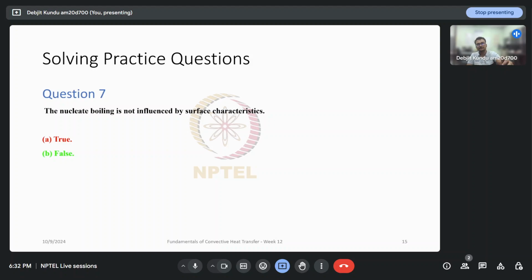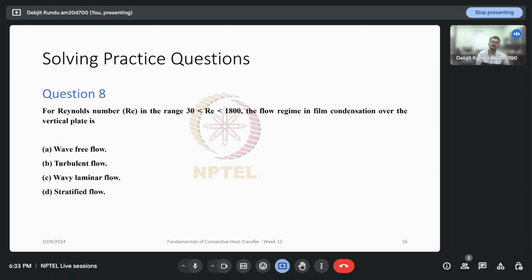Let's take a look at the solution. It's actually false because it is indeed influenced by surface characteristics. So this statement is false. The surface characteristics actually dictate a lot of where these bubbles will nucleate and start to grow. So let's say if you have a very rough surface, that might increase the rate of heat transfer, right? And influence the whole fluid mechanics of the problem as well.